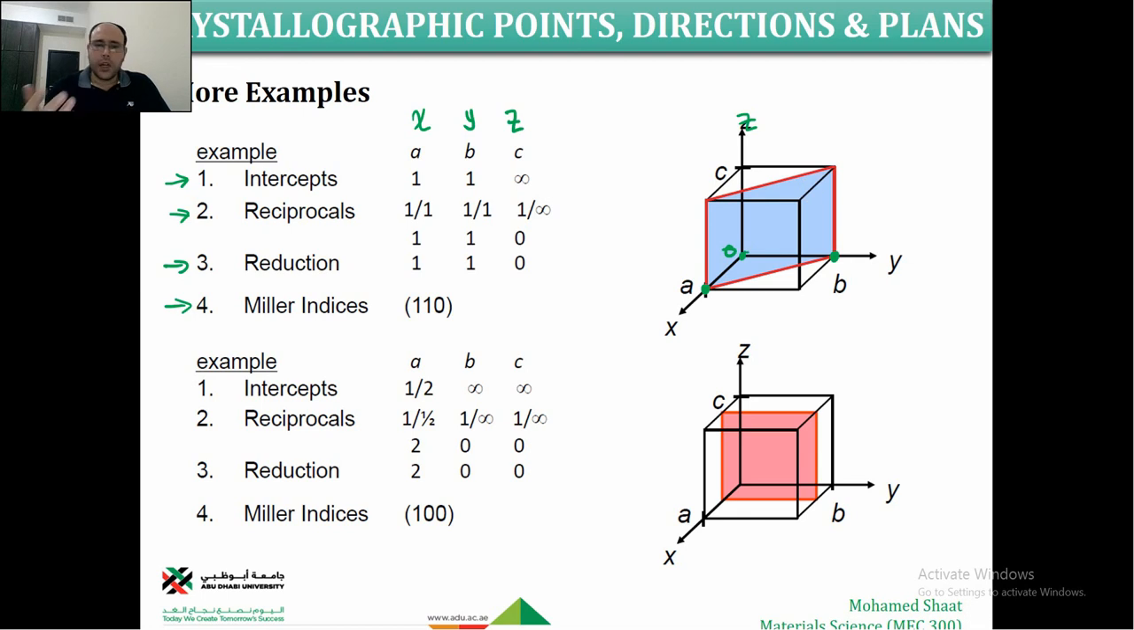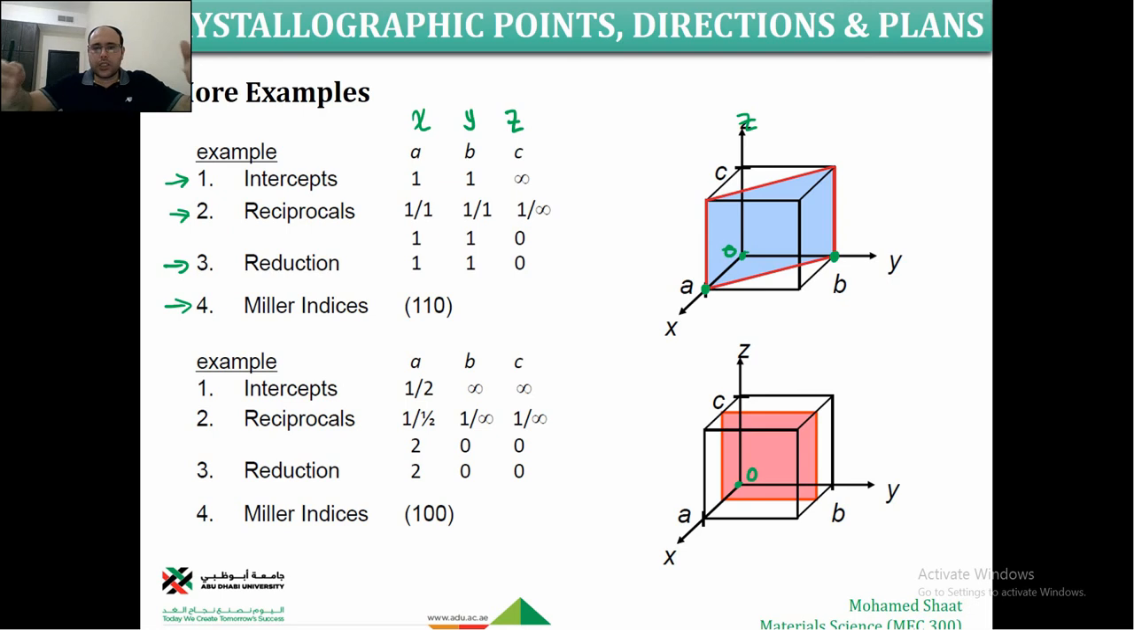Make sense? Let us repeat the same procedure over this red highlighted plane. Step 0, it is not applicable. Why? Because the origin is on the back, and this plane is not intersecting with the origin. So it means that we are going to skip step 0.